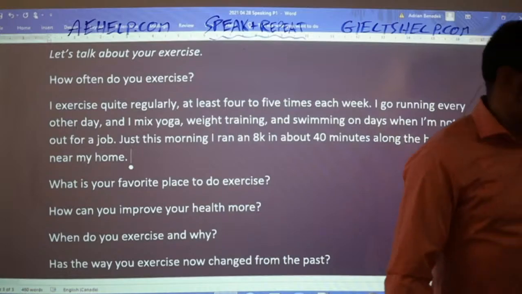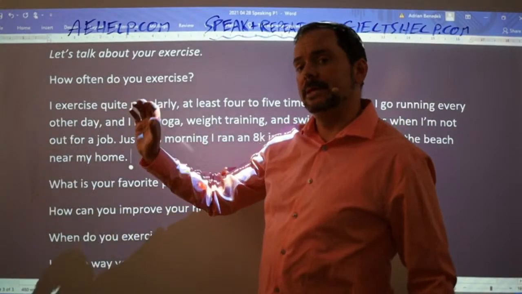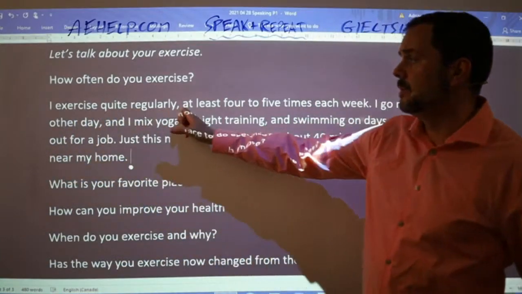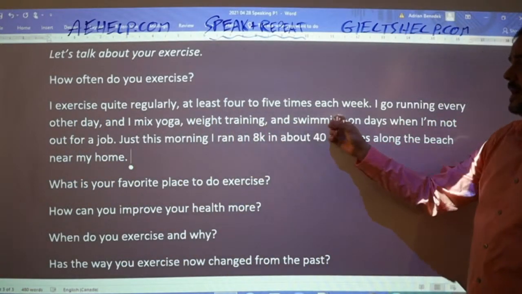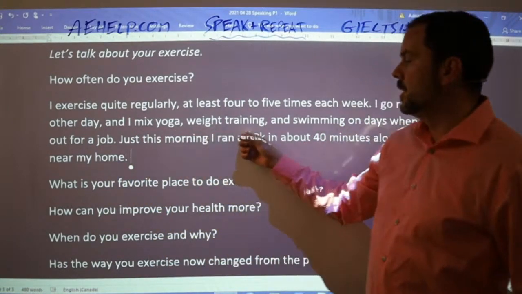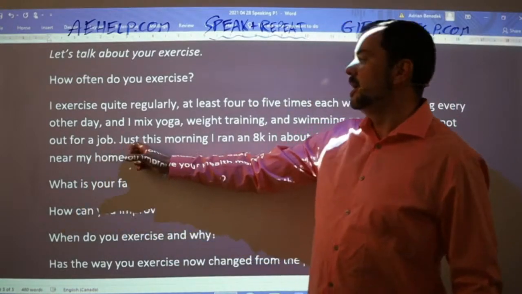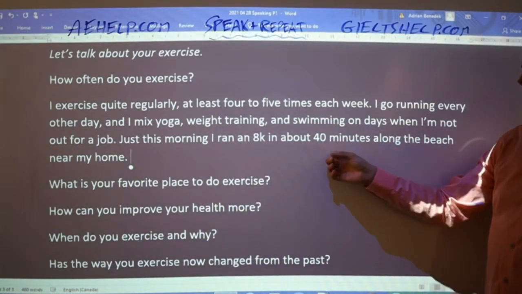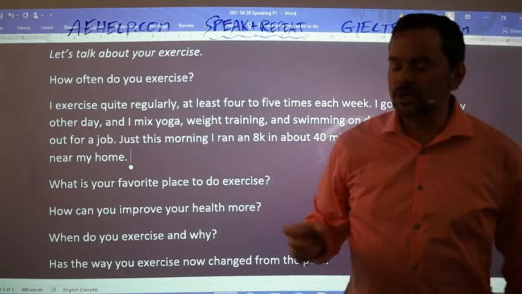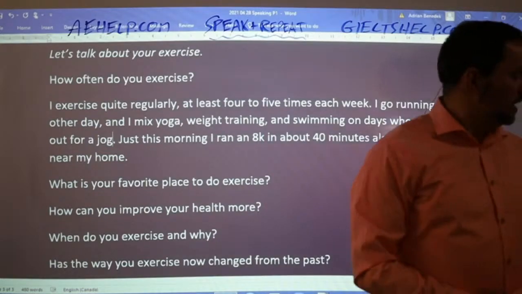Here we go. So how often do you exercise? Again, repeat after me. So I exercise quite regularly, at least 4 to 5 times each week. I go running every other day, and I mix yoga, weight training, and swimming on days when I'm not out for a jog. Just this morning, I ran an 8K in about 40 minutes along the beach near my home. Okay. Not out for a jog.